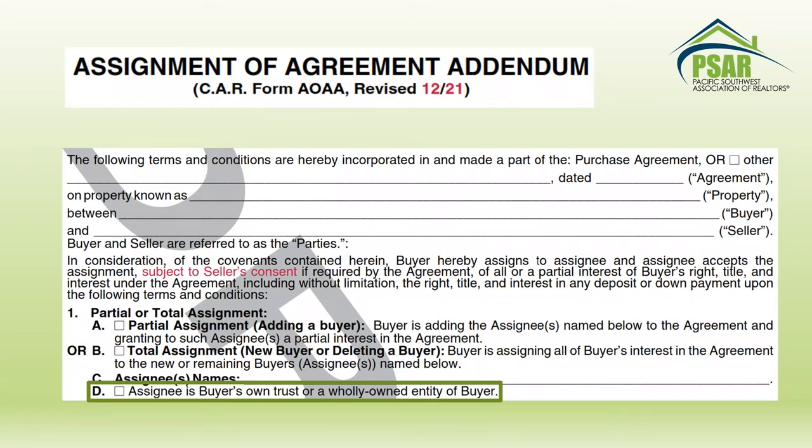One of the things they added here, it's not in red, but you're going to see it down at the bottom, 1D, assignee is buyer's own trust or wholly owned entity of buyer. That's an addition because we are seeing people going in, and let's say I'm buying a property as Nikki Coppa, then I say, wait a minute, I really want my corporation to buy this property, and so I'm changing it over. When we look at it, it does have a new name for the buyer. So theoretically, everything would have to be re-signed, except if it's a wholly owned entity of mine, then the signature would be mine anyway. So re-signing just isn't necessary. That's why they added that one.